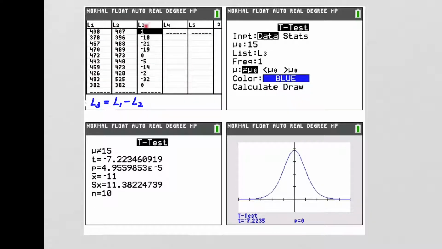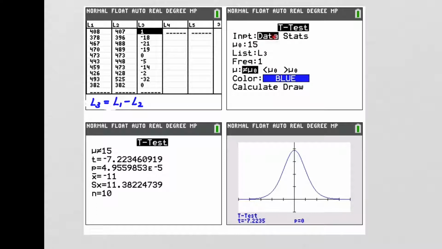So the question is, the difference between these two lists, on average, is it different from 15 points? So maybe it's less than, or maybe it's greater than. That's what we're looking to find out here from this list of data. So we're going to do a t-test. Whenever it's matched pairs, we do just a regular t-test like we did in Chapter 9.